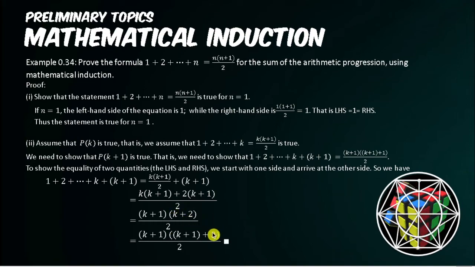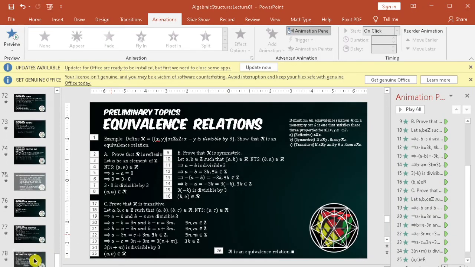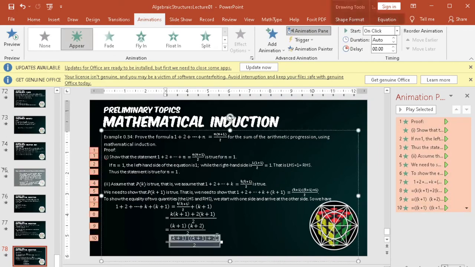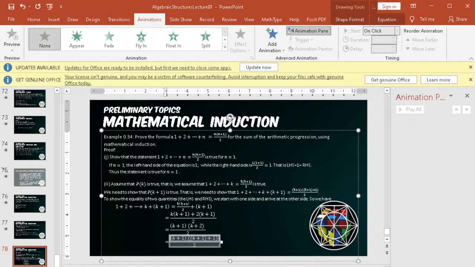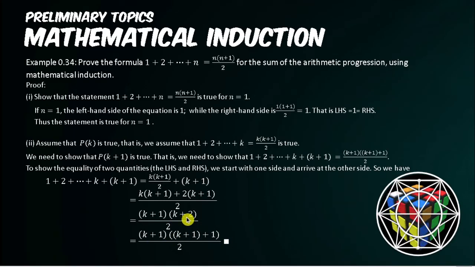And k plus 2 can be rewritten as, I think there's an error there, let me change it. There. k plus 2 is the same as the quantity k plus 1, plus 1, which is what we want to show. So we were able to arrive at the conclusion at the right-hand side of the equation. This is an example of mathematical induction. I'm going to end the lecture with this. Thank you for listening.